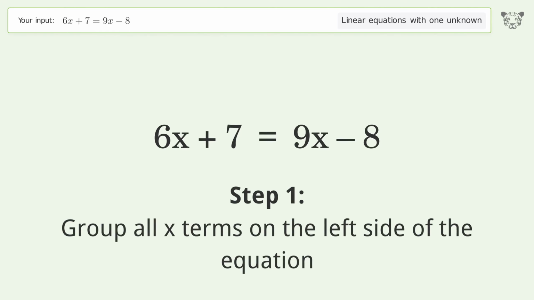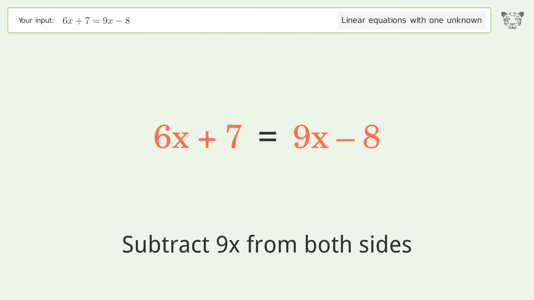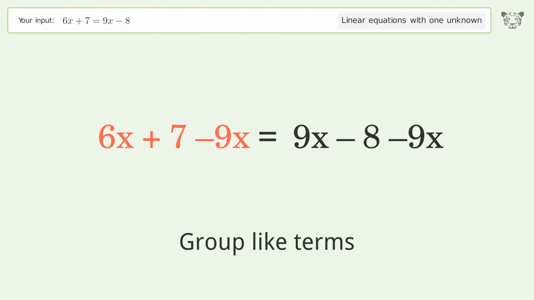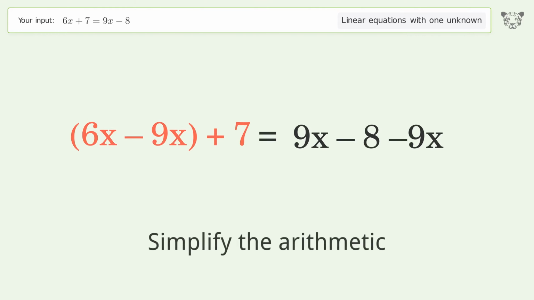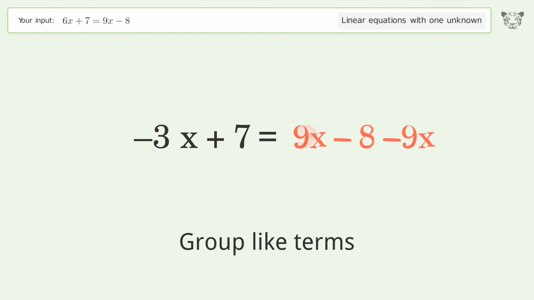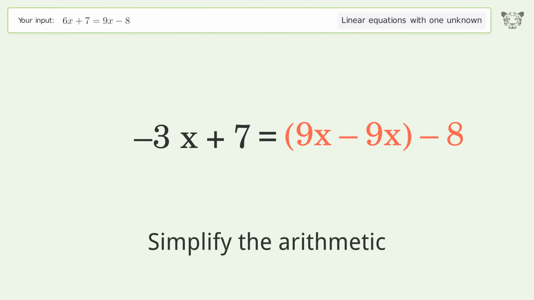Group all x terms on the left side of the equation. Subtract 9x from both sides. Group like terms. Simplify the arithmetic. Group like terms. Simplify the arithmetic.